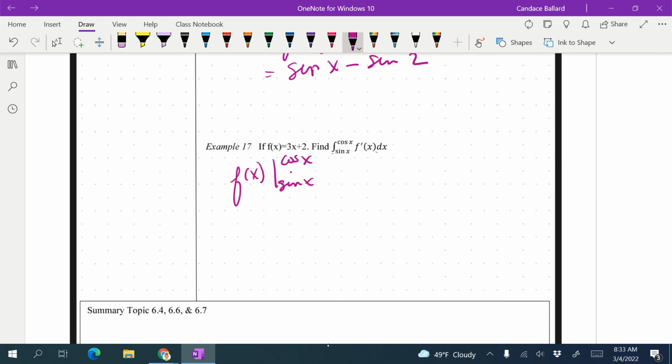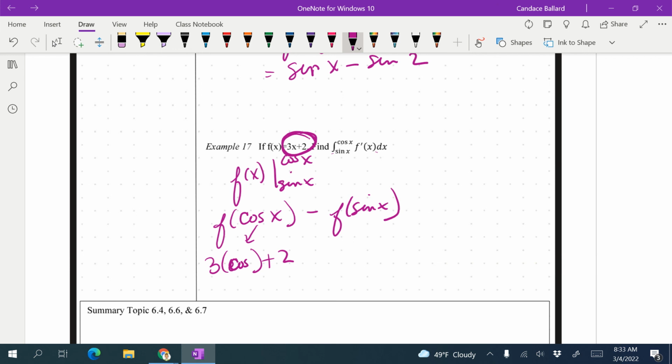So I'm going to take the cosine x and plug it into the function. So the function is f of cosine x minus f of sine x. Now I'm going to take these and plug them into this function here. So I would have 3 parentheses for the x plus 2, and inside the parentheses I put cosine x, minus, and then I'm going to write that function out again, 3 parentheses plus 2, and inside the parentheses I'm going to write sine x. And that's probably what I would leave it. I probably would not simplify it anymore.